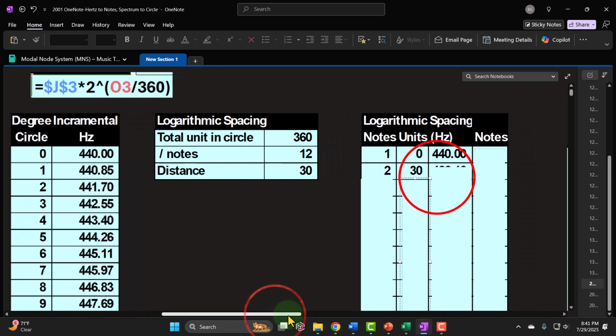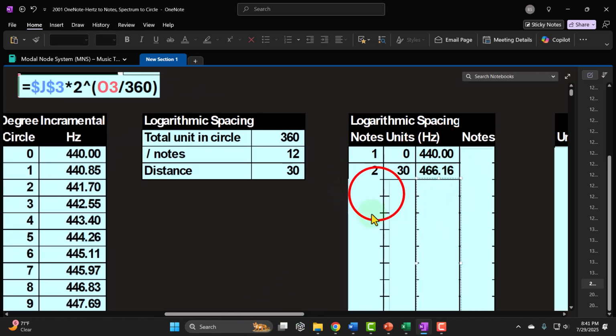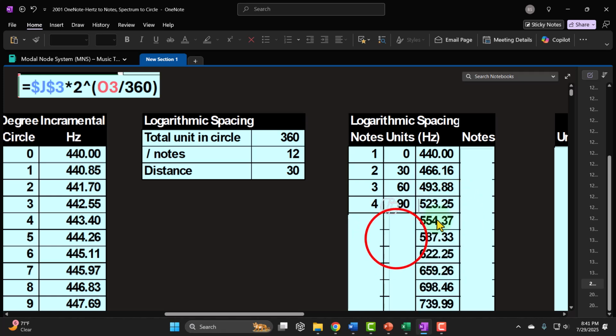So now we have an equally spaced bit here, 466. And then my next note, note number 3, is going to be 60, which is 30 plus 30, 60. And that will be 493 hertz. And then we go to the 4th, which would be 60 plus 30, would be 90, and so on and so forth.